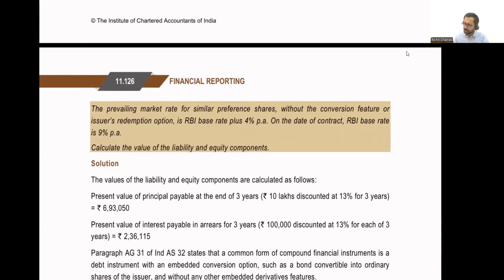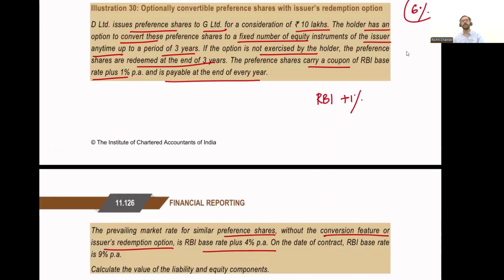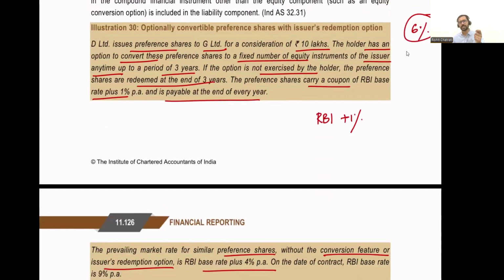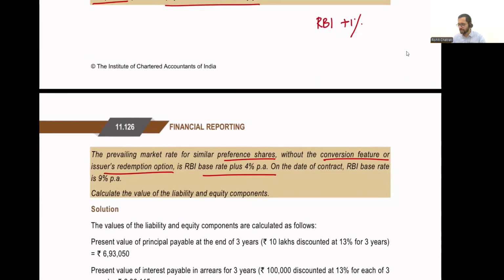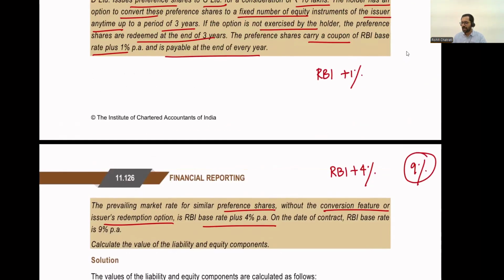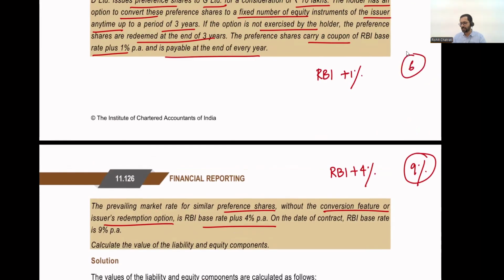The prevailing market rate for similar preference shares without the conversion feature or the issuer's redemption option is the RBI base rate plus 4%. Let us say if the same company, D Limited, would have actually issued shares in the market which did not have this conversion feature, then the interest rate would have been RBI plus 4%. In the previous question, this was basically given as a fixed rate of 9% and the coupon was given as 6%. If you actually think of it, there was a gap of 3% over here as well. And over here in this question also, they've basically created a similar gap of 3%.